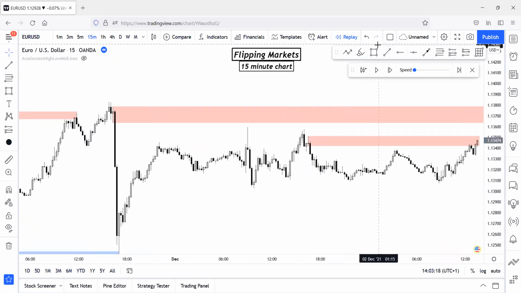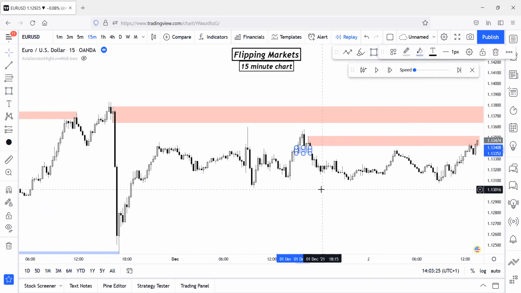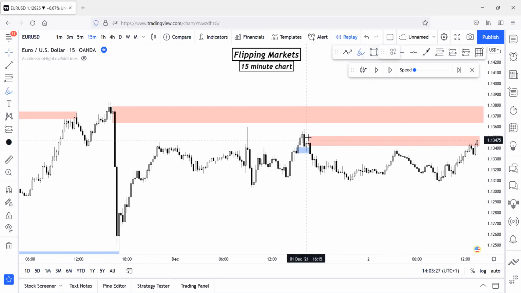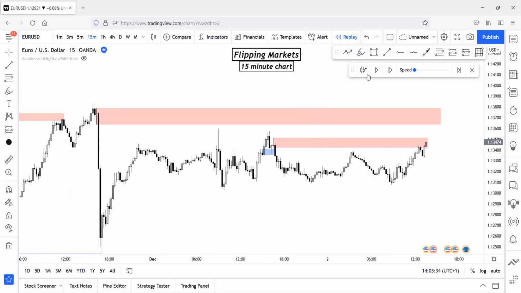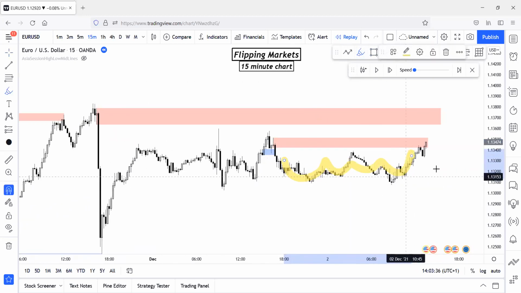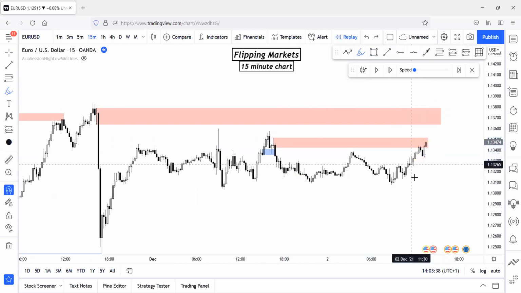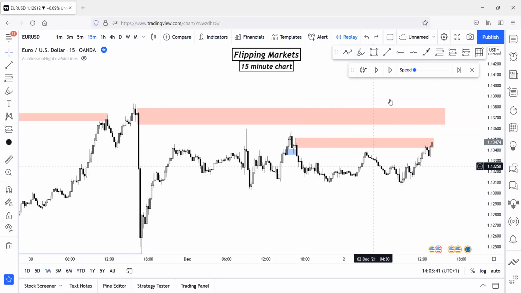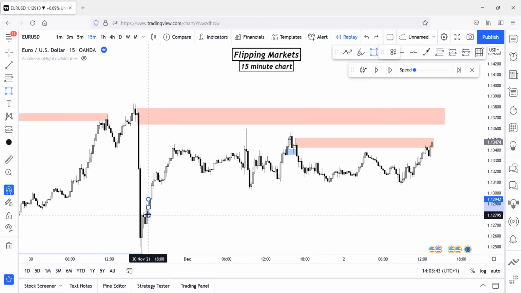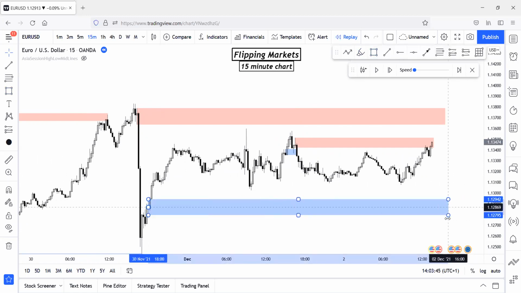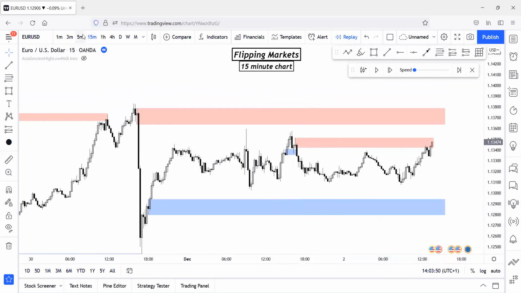So as you can see, we had this 15-minute demand zone right here. And this supply zone flipped that demand zone and changed character to the downside. And price, after the flip and change of character, started to levitate back up to this supply zone. And currently, price is in that supply zone. So yeah, that's for the 15-minute. Actually, we can mark this extreme demand zone down here if we want to. Okay, so let's switch to the 5-minute.